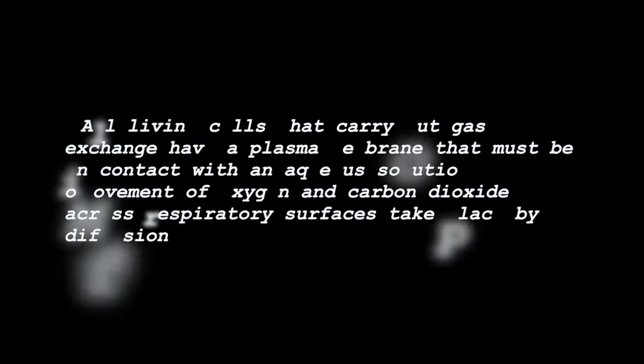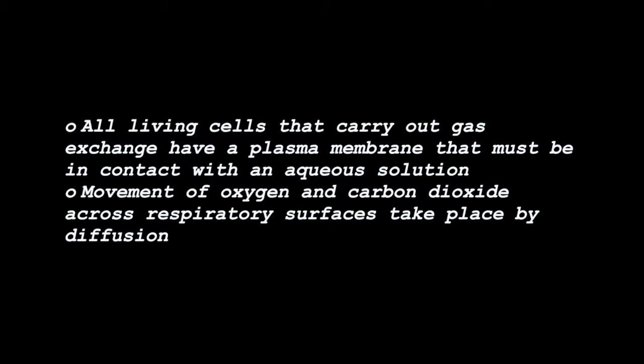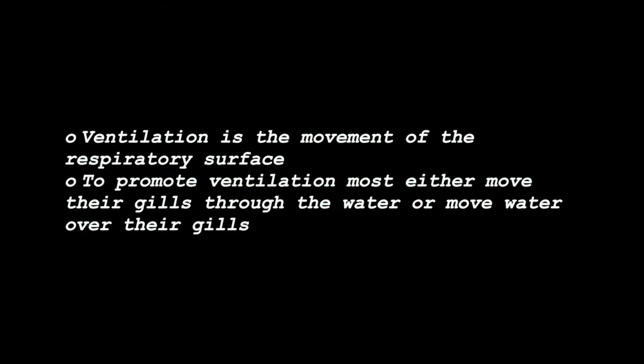So all living cells that do gas exchange have a plasma membrane, meaning that oxygen and carbon dioxide must come in contact with them and take place by diffusion. Because it takes place by diffusion, the respiratory surfaces are usually large and thin. In order for animals to breathe underwater, they need gills. These animals need to ventilate in order to do gas exchange.